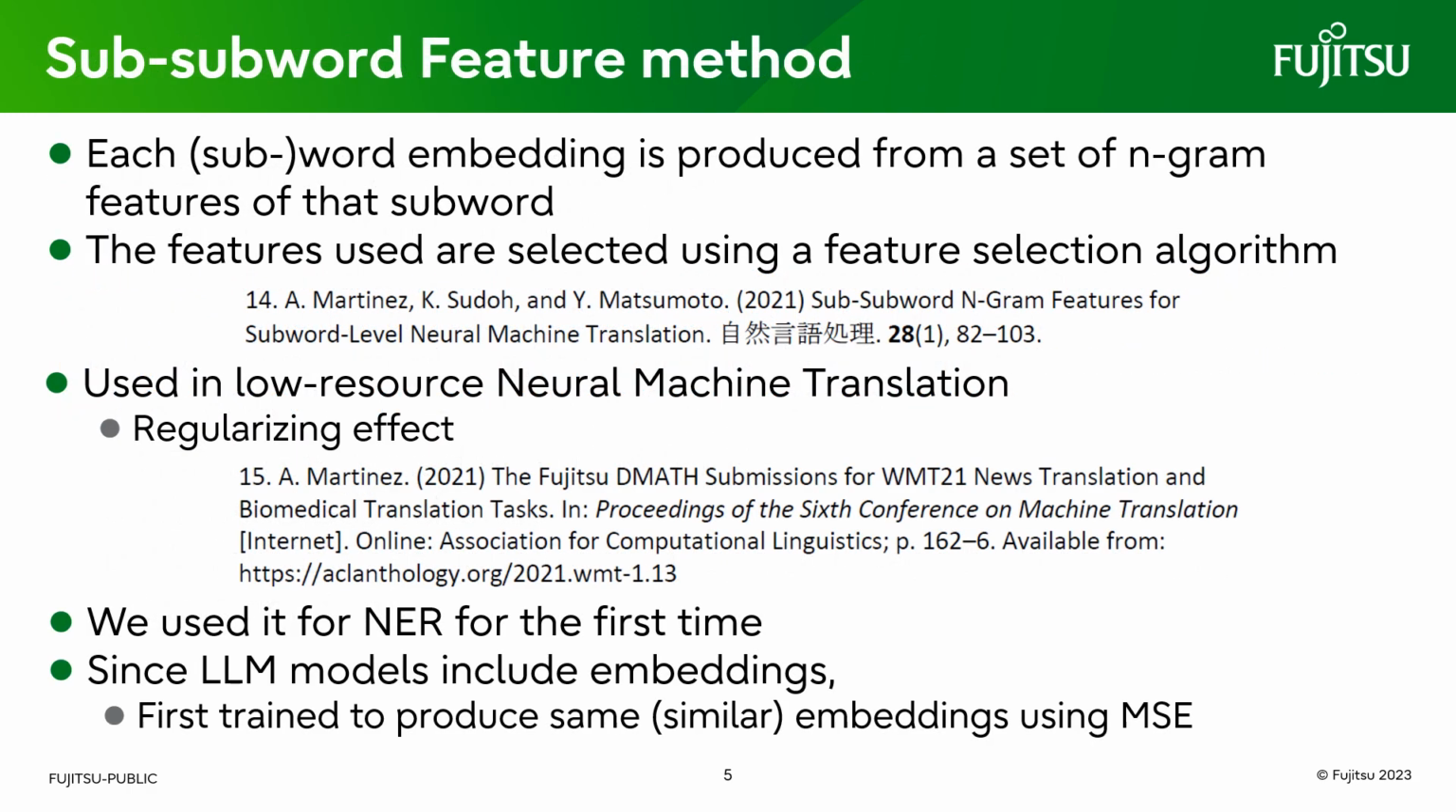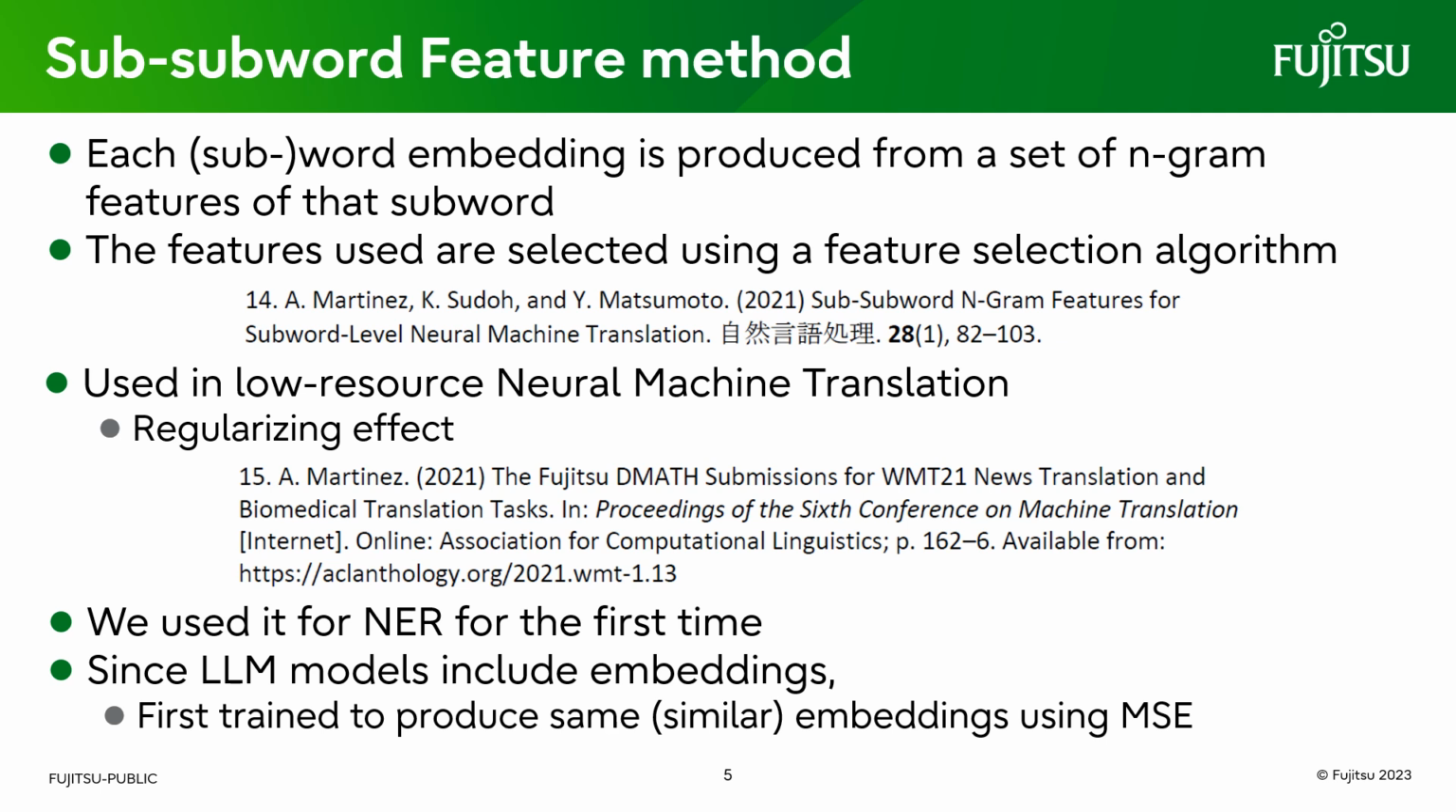Probably the least known technique of those that we used is the Sub-Subword feature method that consists in producing the subword embedding of each subword from a set of some of its n-gram features. The n-gram features that are used are chosen using a feature selection algorithm. This technique has been used in neural machine translation to improve the results in low resource settings. We think that we were the first to apply this method to named entity recognition.